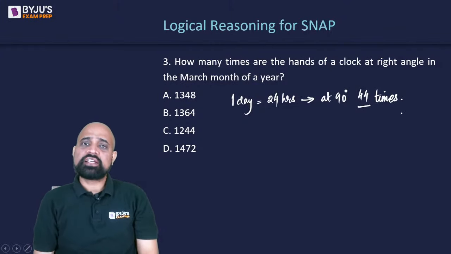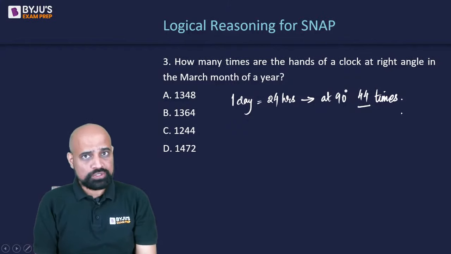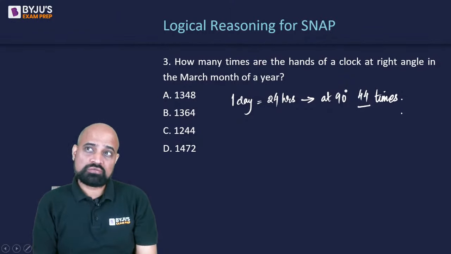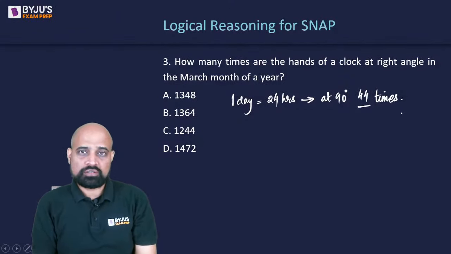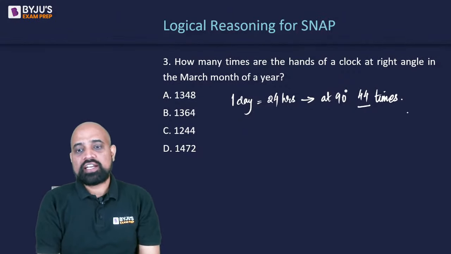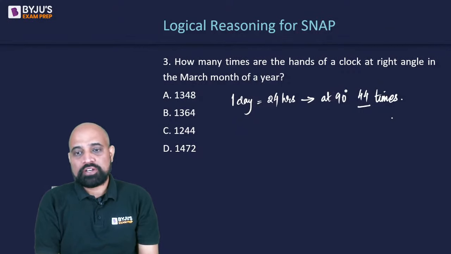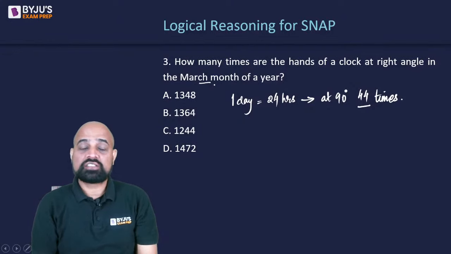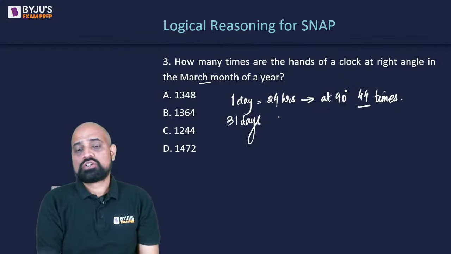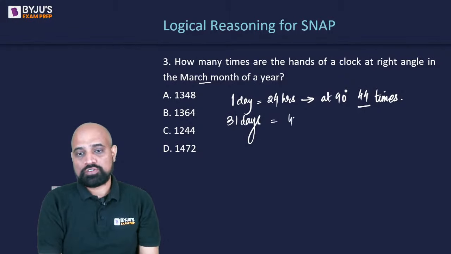The hands meet 11 times out of every 12 hours. So 22 times out of every 24 hours. And if they meet 22 times, they will be perpendicular twice of that, before meeting and after meeting. So in one day, they are going to be perpendicular 44 times. Now March is a month which has 31 days. So in 31 days, how many times will it happen? 44 into 31 times.